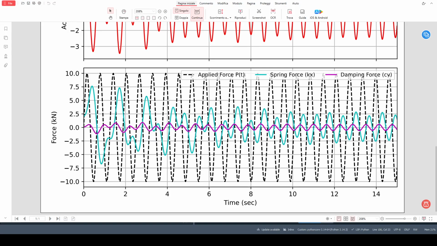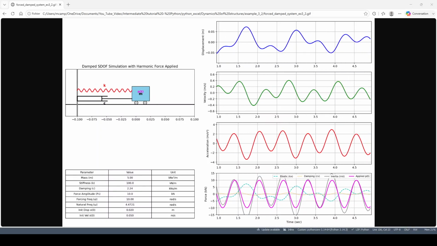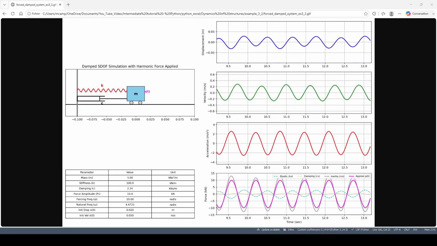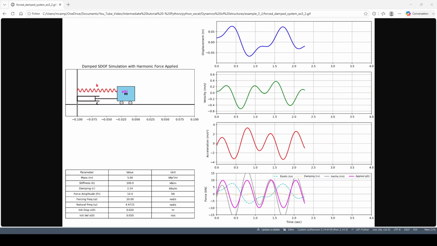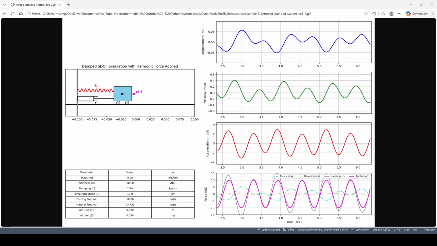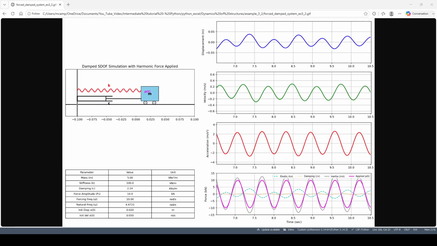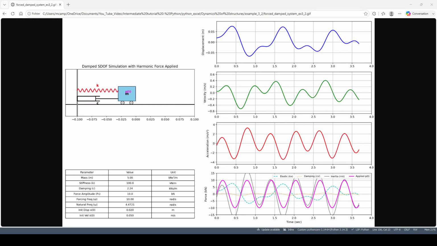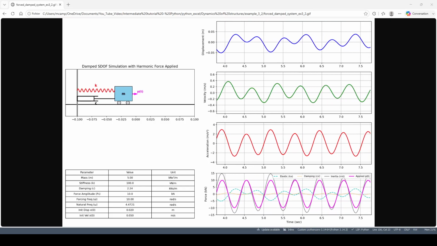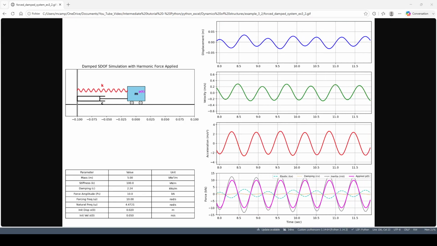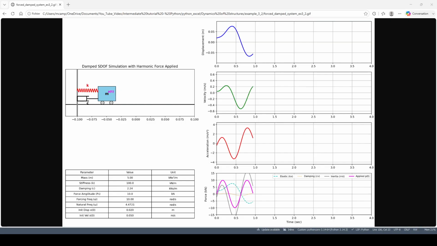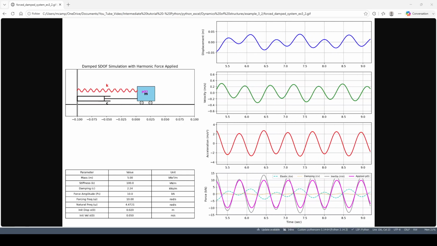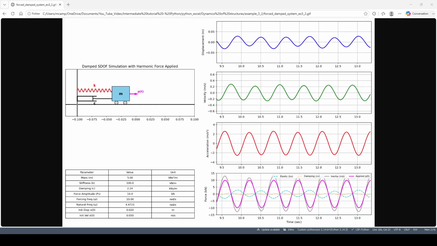We can see also a simulation of this. Here we can see in time how the displacement, velocity, acceleration and force change. This is the system with a harmonic force applied to the mass. Here there is the table with the inputs of the system: the mass, stiffness, damping, force amplitude, forcing frequency, natural frequency, and the applied initial values of displacement and velocity.